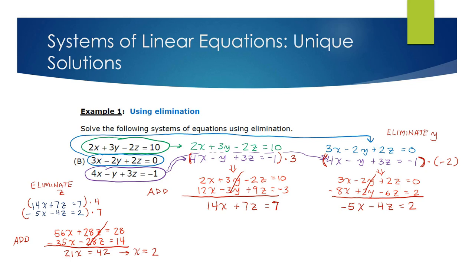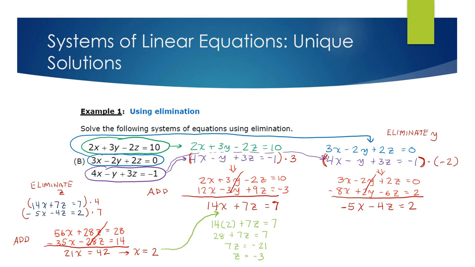Now that I know that x equals 2, I can go back to one of these two equations that I came up with before and substitute the x value in there to find z. So I chose this one here. I replaced x with 2. 14 times 2 plus 7z is 28 plus 7z. I subtract 28 from both sides and get that 7z equals negative 21. Dividing both sides by 7, I get that z equals negative 3. So now I know x equals 2. I know that z equals negative 3.